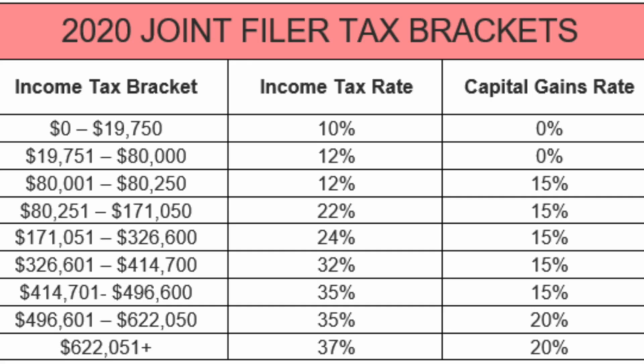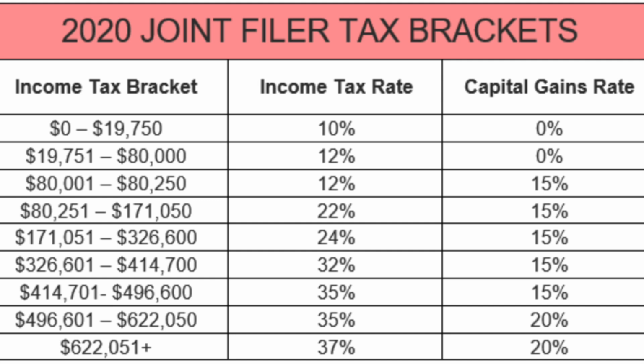Okay, and then real similar, this is the joint filer tax brackets, which is very similar to the single filer tax brackets. This one is just taxed a little bit higher because it's typically 2 people. So you can have up to $80,000 of income for the year for 0%, from $80,001 all the way up to $496,600, up to 15% is what is going to be rated at capital gains.